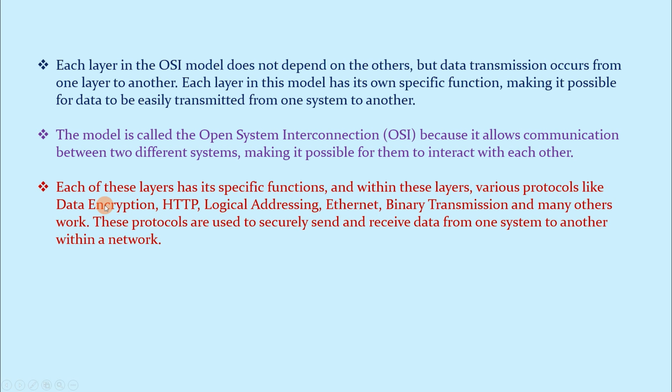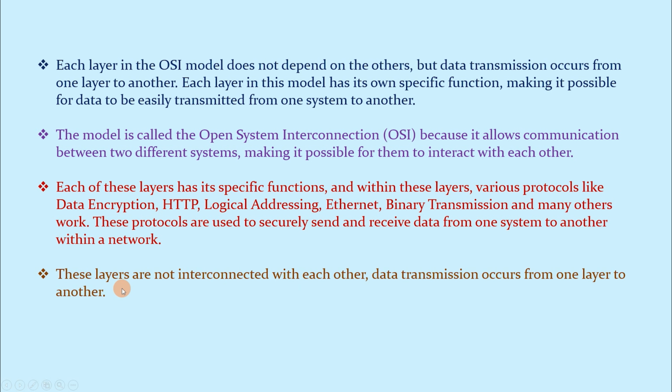Now each of these layers has its specific functions, and within these layers various protocols work, like data encryption, HTTP, logical addressing, Ethernet, binary transmission and many others. These protocols are used to securely send and receive data from one system to another within a network. These layers are not interconnected with each other. Data transmission occurs from one layer to another.